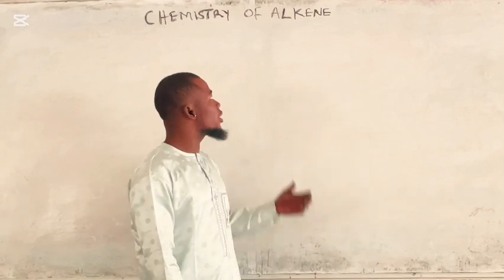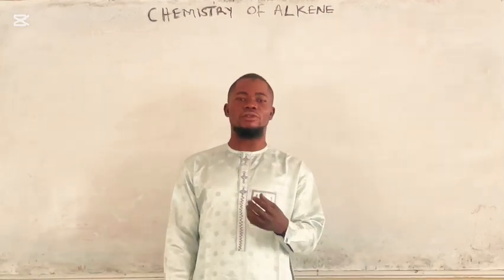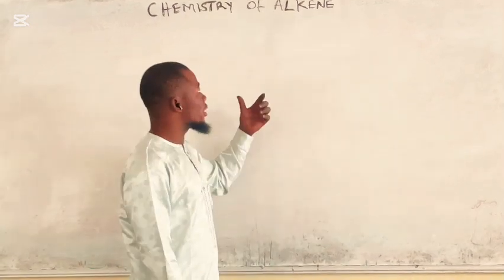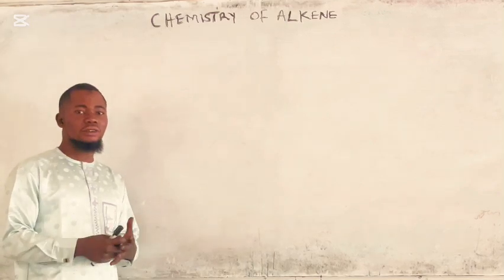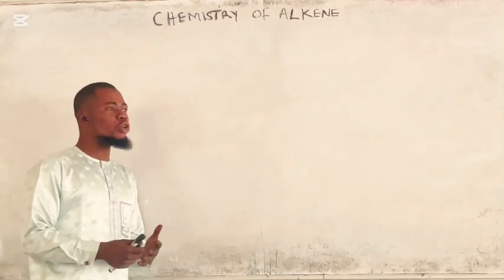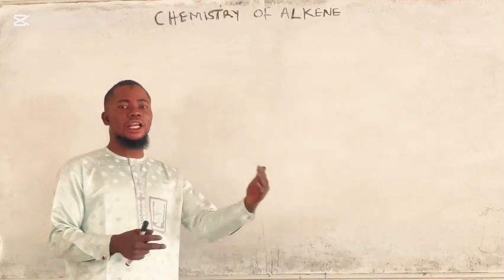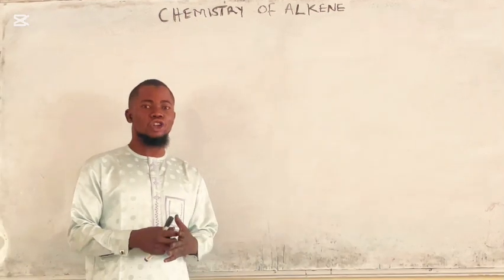In today's class, we'll be looking at the chemistry of alkenes. I've already made a video on the chemistry of alkenes, so today we'll be looking at it again. What are alkenes? Alkenes, also known as olefins, are more reactive than alkanes because they are unsaturated. They have a carbon-to-carbon double bond.